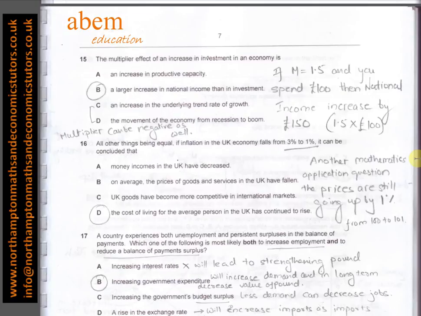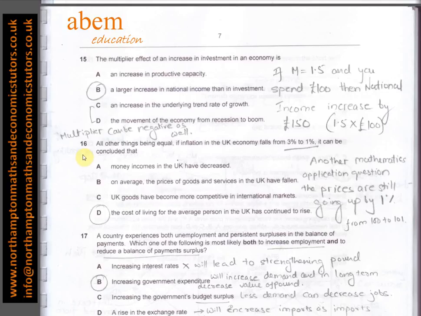In question number 15, the multiplier effect of an increase in investment of an economy. B is the answer, a larger increase in national income than in investment. What I've done over here is I've said, let's say multiplier is equal to 1.5, and if you spend £100, then national income increase would be 150 to demonstrate that the multiplier actually increases the aggregate demand. But there is also a multiplier that can be negative as well.